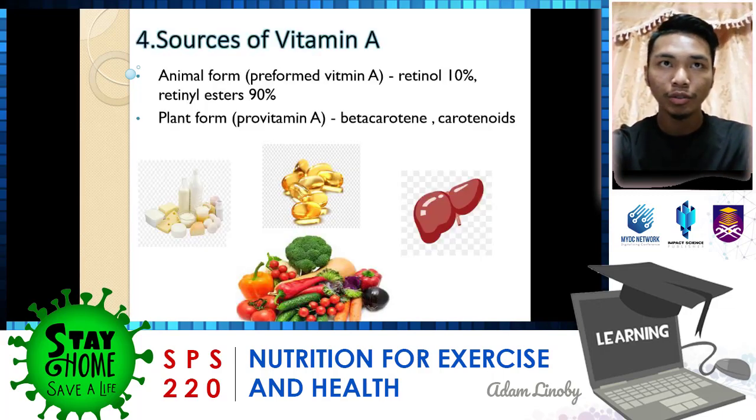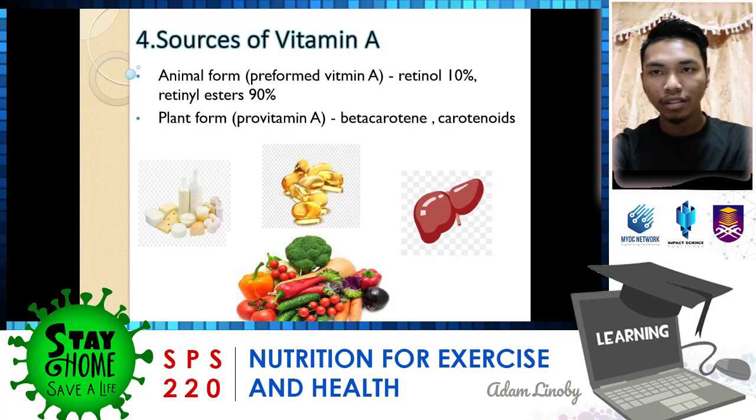And then I will tell you about sources of vitamin A. There are two types of sources of vitamin A. The first one is the animal form. From vitamin A, retinol is 10% and retinyl esters 90%. Examples of the animal form are liver, goat liver, oils, meat fat such as whole meat, butter, and other dairy products.